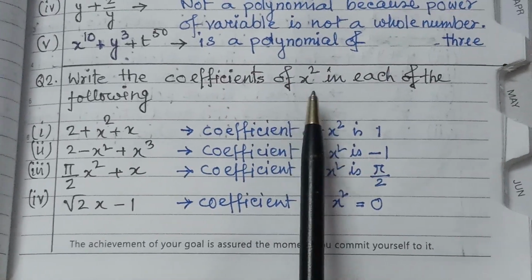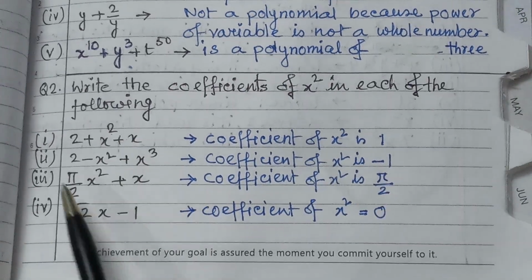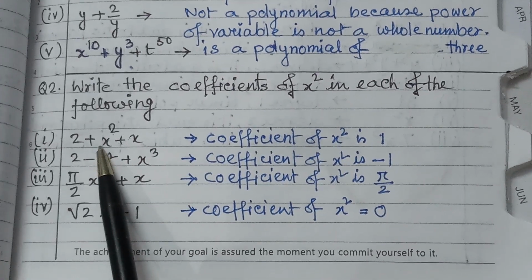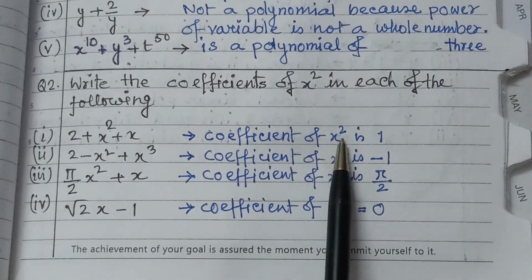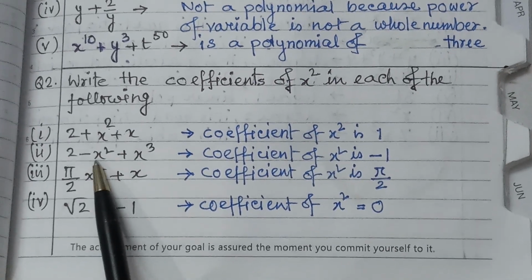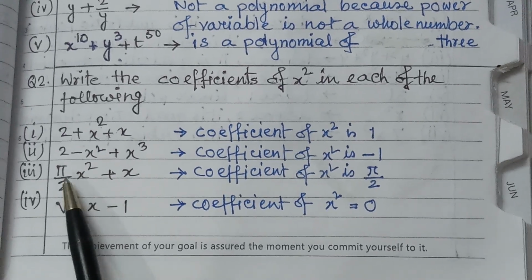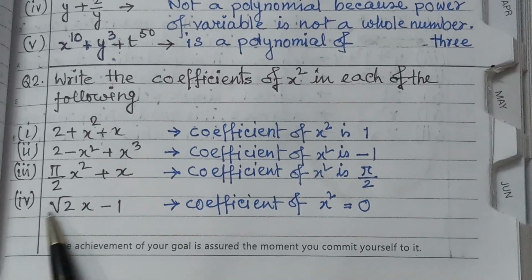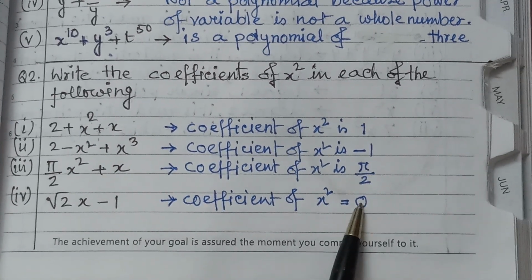Write the coefficient of x square in each of the following. Coefficient of x square means the numerical term with x square we have to find. So nothing is there, nothing means it is 1. So the coefficient of x square is 1. Same, coefficient of x square is minus 1. Coefficient of x square is pi upon 2. Now, the x square term is not given here, so we will write the coefficient of x square is 0.